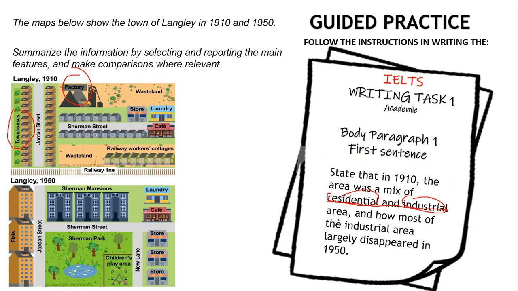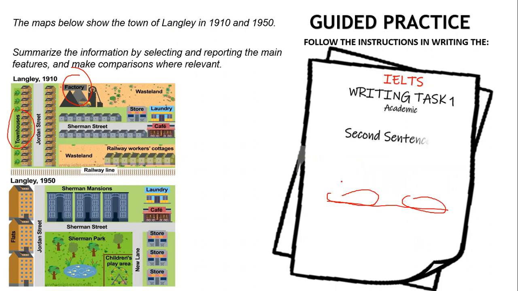So it's the same as the data essay. Your first sentence must be a general comparison, no figure, no detail, but just a general comparison. All right. And again, how most of the industrial area largely disappeared. That is your first sentence. Okay, so you can take a screenshot. All right. And then second sentence here.